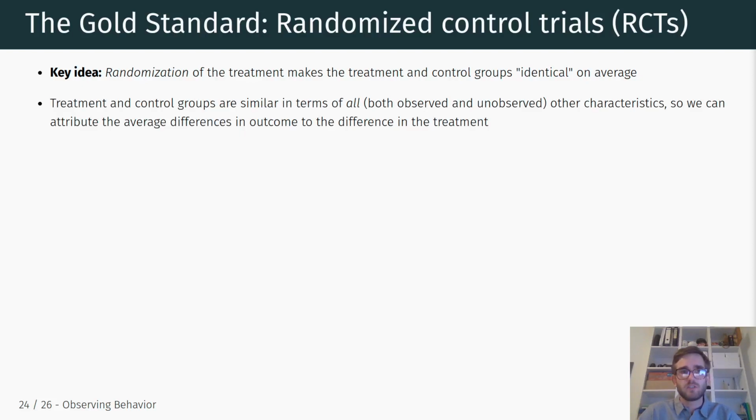And that is important because if treatment and control groups are identical or almost identical on average, that means they're similar in terms of both unobserved and observed other characteristics that potentially influence the outcome variable, which implies that we can attribute the average differences in outcomes to the actual difference in treatments, because there are no other systematic differences between both groups. And to show this formally using the potential outcomes framework, if random assignment holds, what we can say is that the potential outcomes in the control group as well as in the treatment group are independent of the treatment assignment.